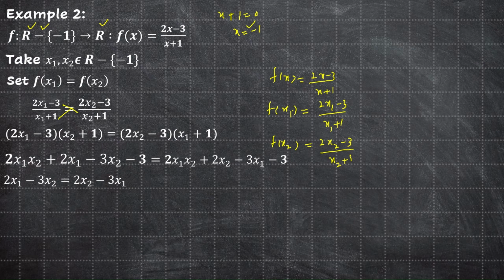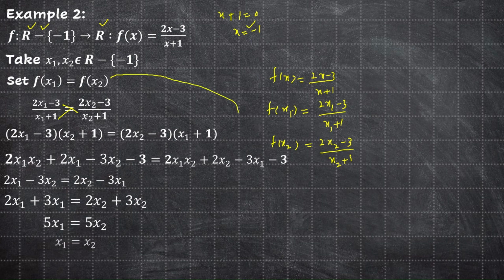2x1 minus 3x2 is equal to 2x2 minus 3x1. It gives 2x1 plus 3x1 is equal to 2x2 plus 3x2. It gives 5x1 is equal to 5x2, and ultimately we get x1 is equal to x2. So f of x1 is equal to f of x2 has given us x1 is equal to x2. That is, if images were equal, then elements are also equal. Therefore, function is one-to-one.